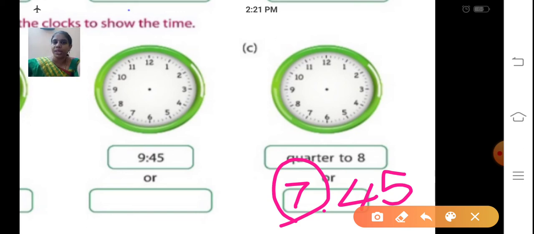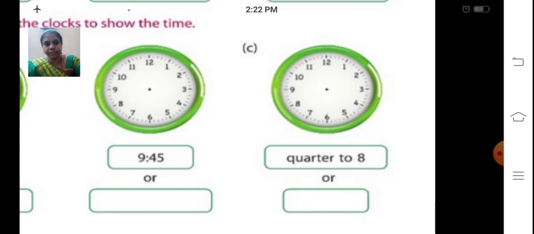Okay. 7:45. Quarter to means this longer hand will be at 9, and where will be the shorter hand? Our hour hand will be in between 7 and 8. Okay. So the time is 7:45. Quarter to means it is going to reach that particular time. It didn't reach fully. Clear, children? So 7:45.